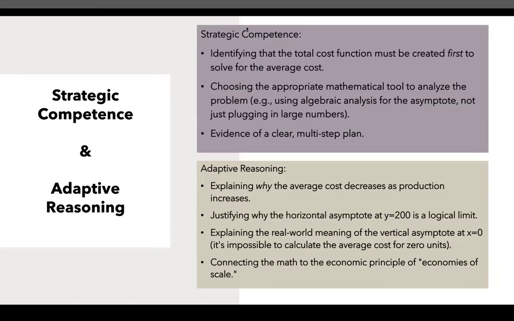Adaptive reasoning is about the justification, the why does this make sense part. Can they explain in their own words why the average cost decreases and why the horizontal asymptote is a logical limit? Can they justify why the vertical asymptote at x equals 0 is significant in the context of the problem? This is where they connect the abstract math to the economic principle of economies of scale.